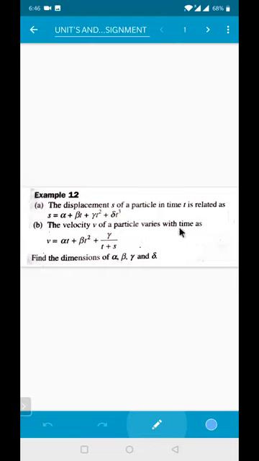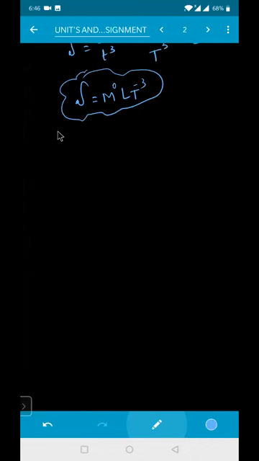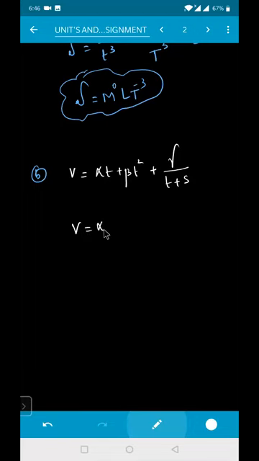See, the velocity v of a particle varies with the time, so v is alpha t plus beta t square plus gamma by t plus s. Find the dimensions of alpha, beta, and gamma in the relation. So next, question B. What is given for me? The dimensions of each term in the equation must be the same. Given is v equal to alpha into t plus beta into t square plus gamma by t plus s. That means v must be equal to alpha into t. Alpha will be equal to what, beta?